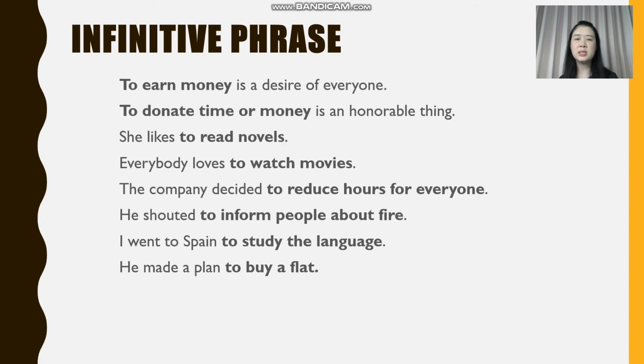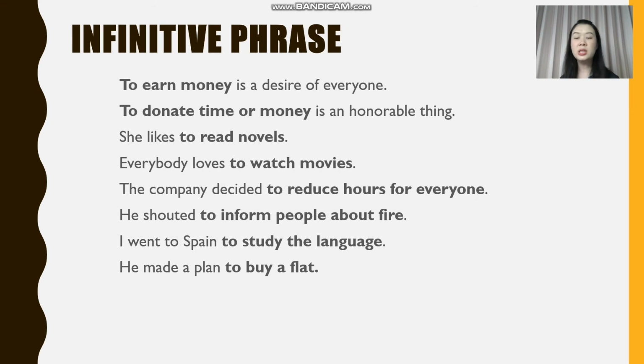Here in this sentence, you can see the position of this infinitive phrase. It acts as the, can you guess? To earn money and then verb. So that is the position of the subject. That's right. To donate time or money is an honorable thing. So to donate time or money, that is the subject.